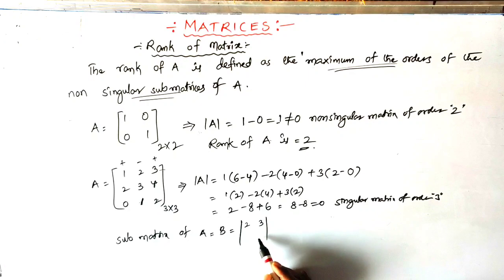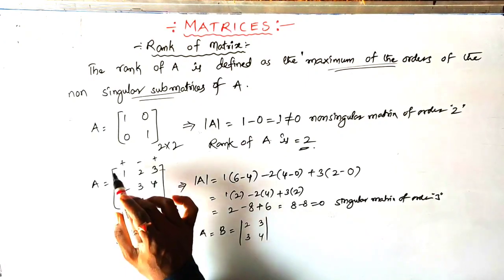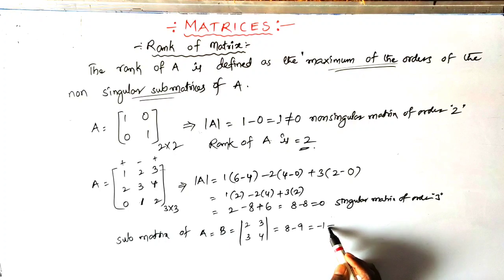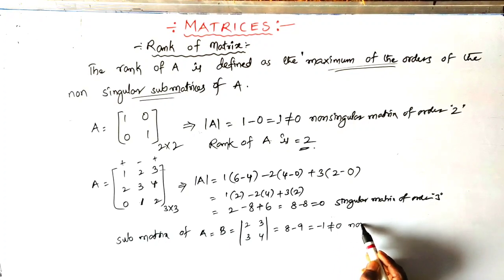So I think 2 3, 3 4. The first column and third row we are deleting. So what do we get here? 2 into 4 is 8, minus 3 3s are 9. So we get minus 1. That is not equal to 0. Now we got a non-singular matrix here.